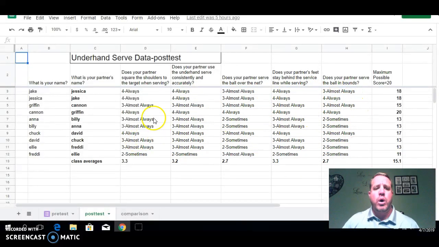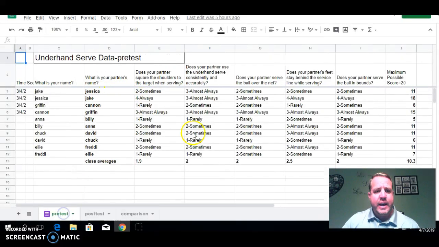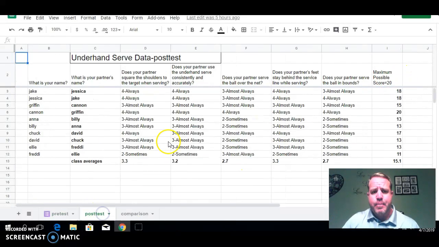But like I was saying before, if you'll recall on the pretest, and I'll click back on it right here, we'll use Jake for an example. On the pretest, the first column was always, the second almost always, third almost always, 4 always, 4 always. So you can see he totaled 18 out of the maximum possible 20 points in the pretest. If I click back over here to the post-test, you'll notice he is still at the same spot. Like I said before, he didn't have a whole lot of room to grow because he'd already mastered a lot of these skill sets before the instruction occurred.